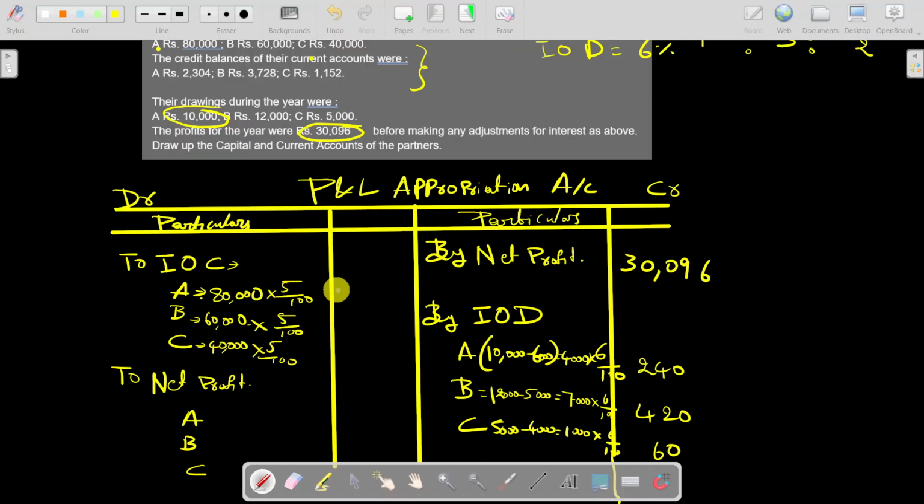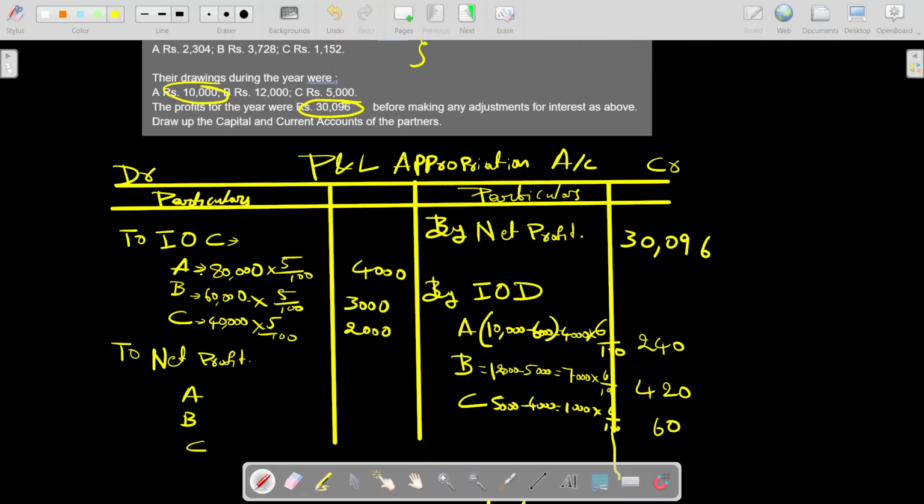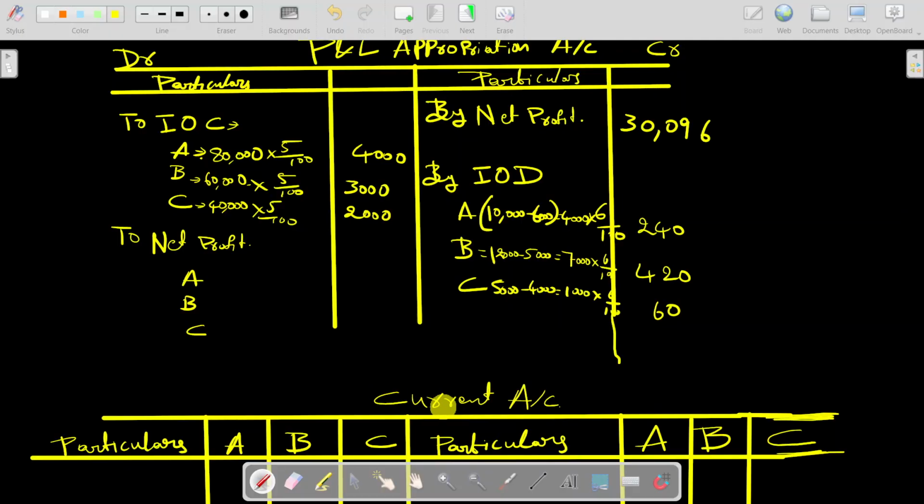We will get 4,000, 3,000 and 2,000 for A, B, C. Right. And do the total of credit. We will get 30,816, and we have to subtract the debit from the credit.